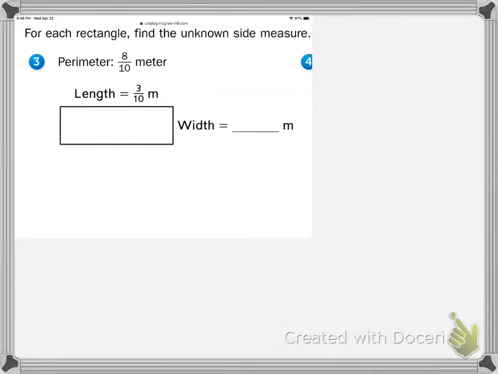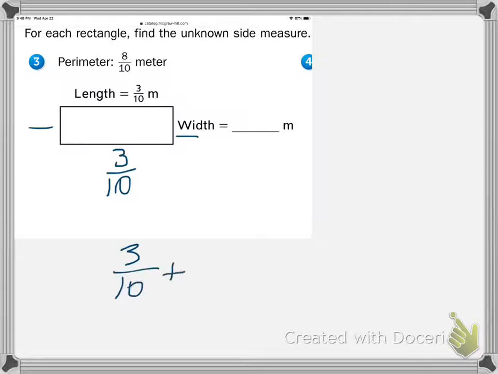If you look at this one on number 3, it says that the perimeter altogether is 8/10 meters. We need to figure out what the width is. So it's saying we have the length as 3/10 meters. That means that the bottom is 3/10 meters, but we need to figure out what the width is. If all together they equal 8/10, let's look at what that would look like.